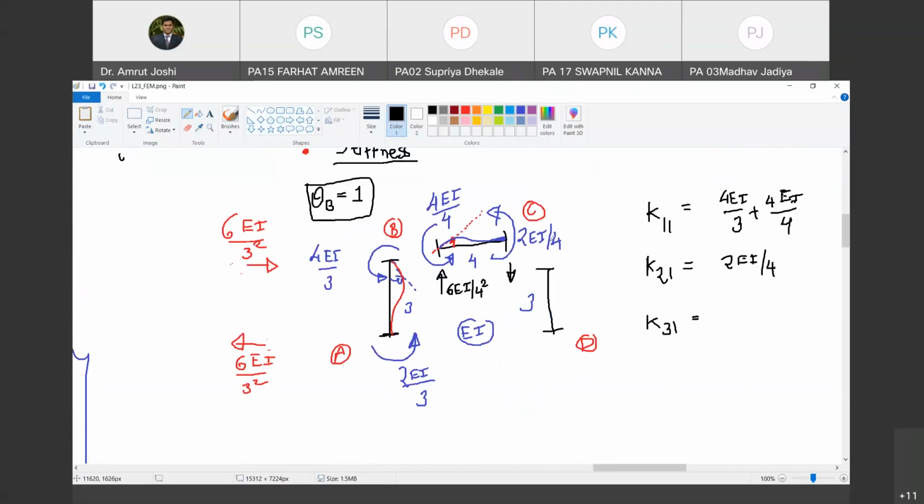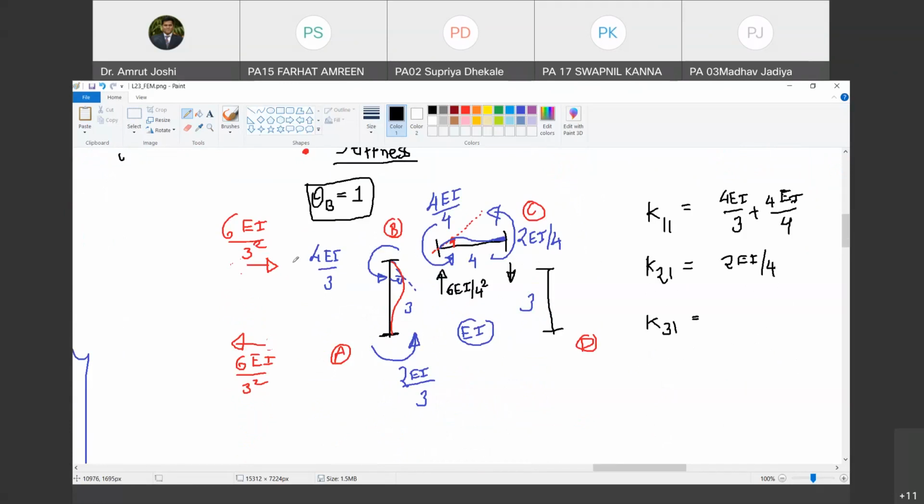At C, there is no x directional reaction. Do you agree with me? A vertical reaction is there, but there is no x directional reaction. Happy? Y directional reaction is there, but x directional there is nothing. But at B, when you look at column BA, there is a horizontal reaction.